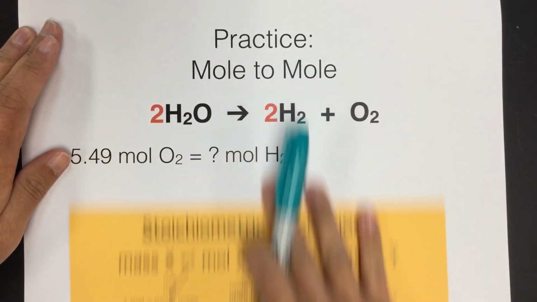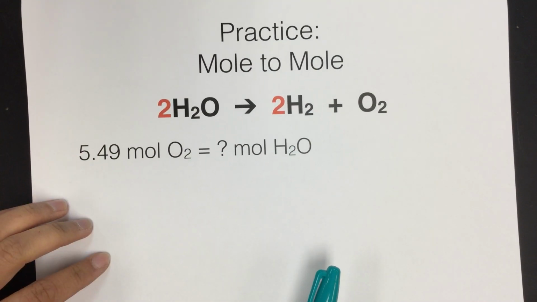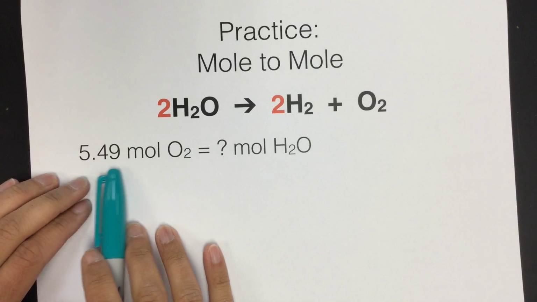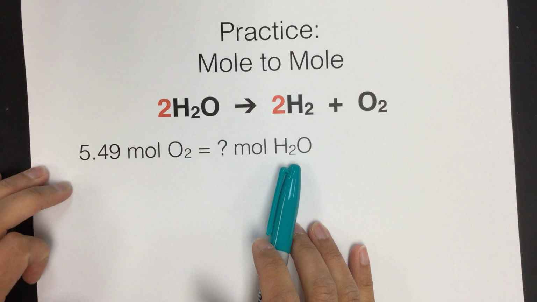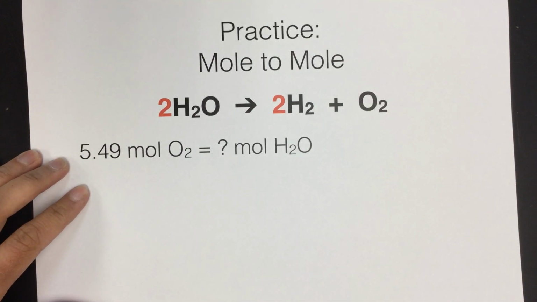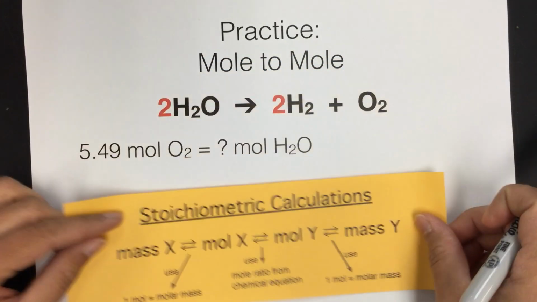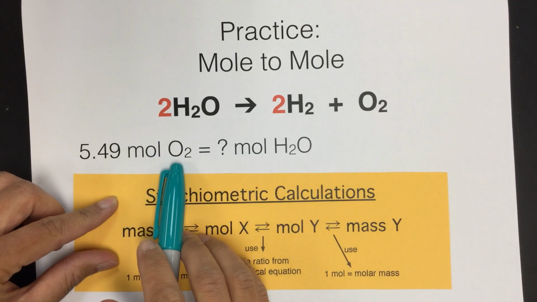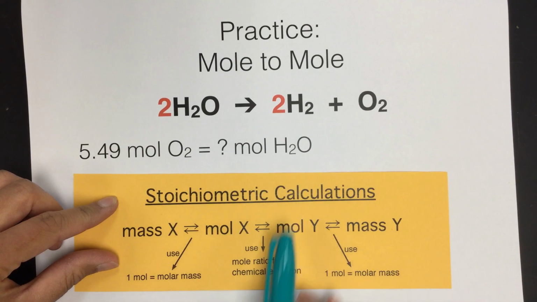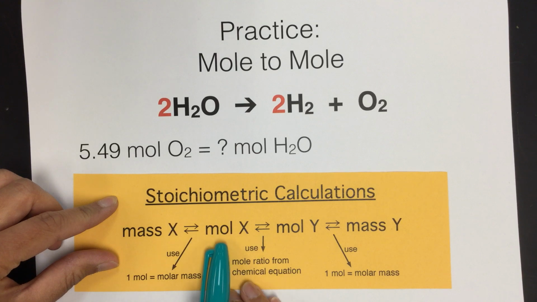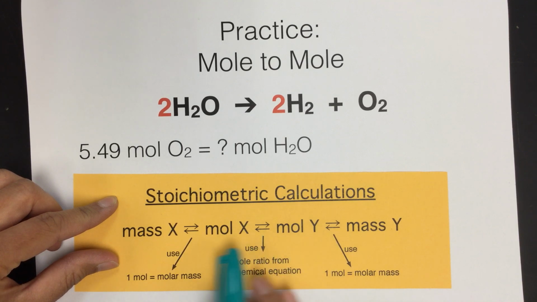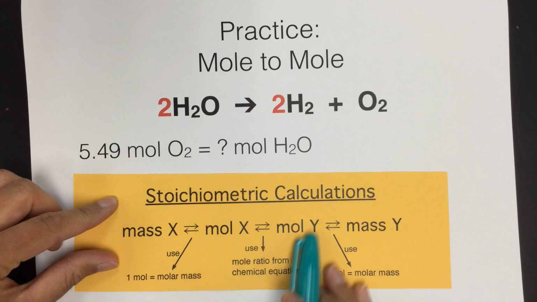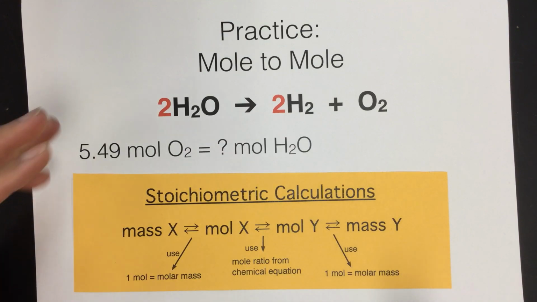So for this particular problem, we're doing a mole-to-mole problem. So the question is asking us if we have 5.49 moles of oxygen, how many moles of water could be produced? And if we look here, since we're going from moles of one thing to moles of another, we're starting with moles of X, and we're converting to moles of a different substance, or moles of Y. And you could really use this either way. If you said, oh, we're starting with moles of Y and going to moles of X, same thing.